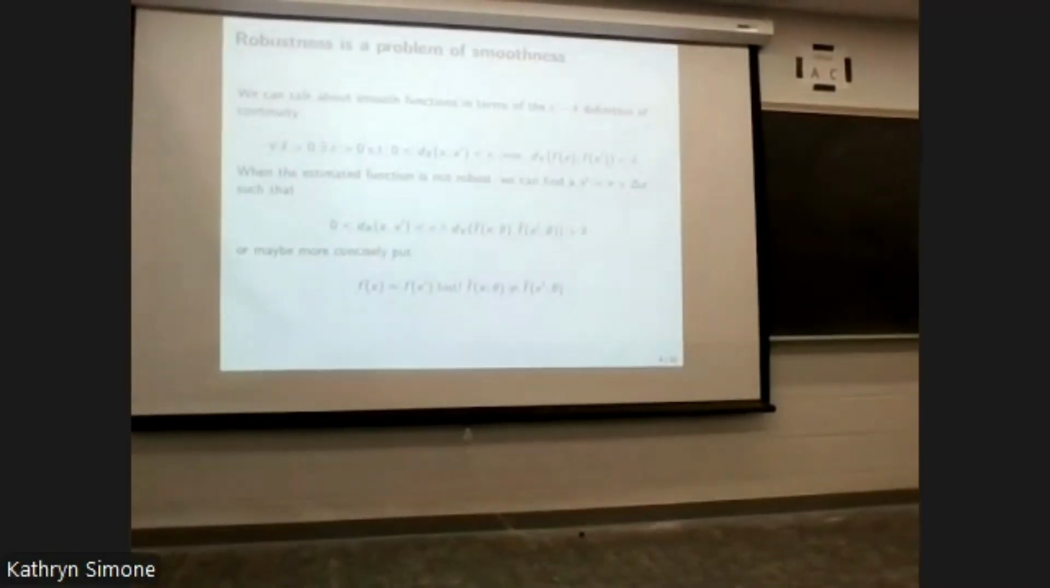Let's talk about smoothness or continuity in a formal mathematical definition. We have a notion that for all delta disturbances, there exists some epsilon that we'll call the perturbation budget. As long as the distance between the real point and the perturbed point is less than epsilon, we know that the distance in the outputs will always be less than some delta.